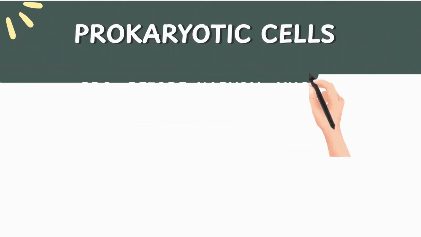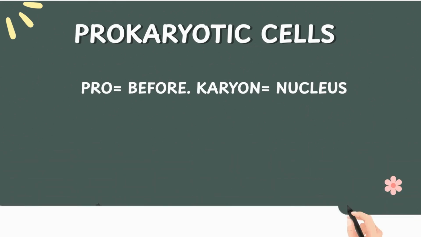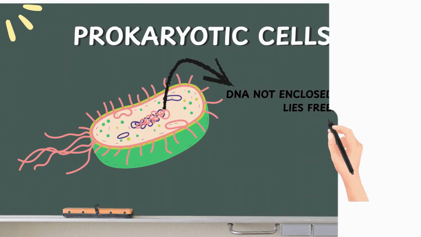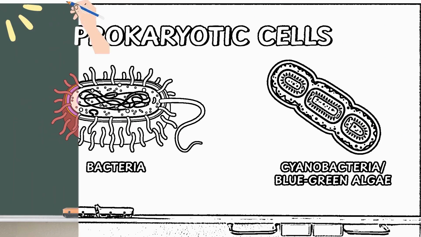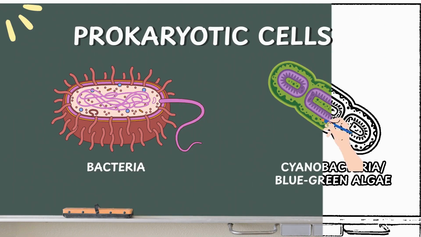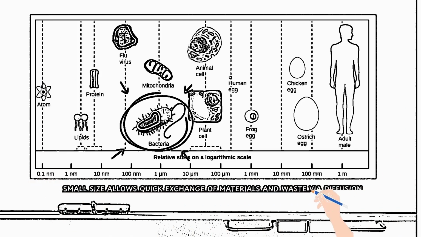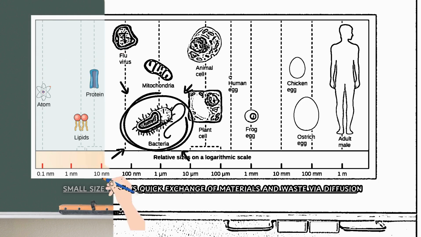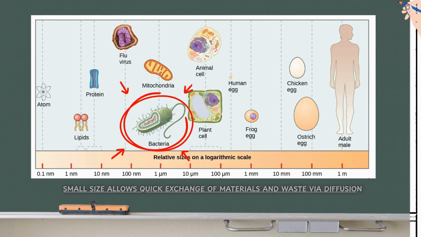Prokaryotic cell. The word prokaryotic itself comes from pro, which means before, and karyon, which means a nucleus. Prokaryotic cells do not have a membrane-bound nucleus. For example, bacteria and cyanobacteria, also called blue-green algae. Prokaryotic cells are smaller in size, that is 0.1 to 5 micrometers in diameter. Because of their smaller size, diffusion allows materials and waste to move quickly.